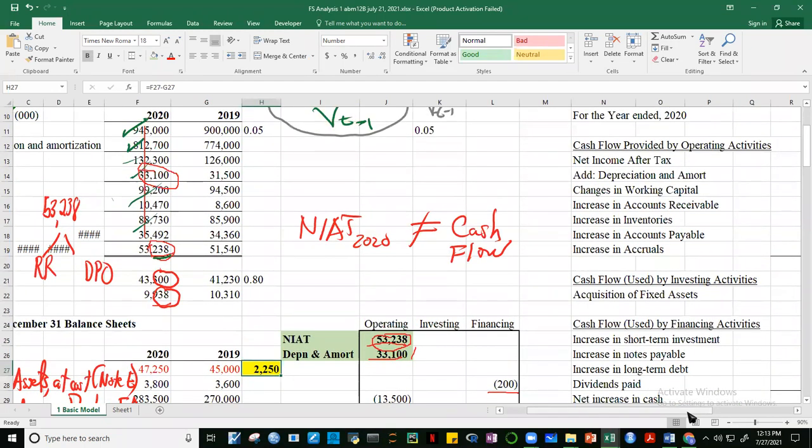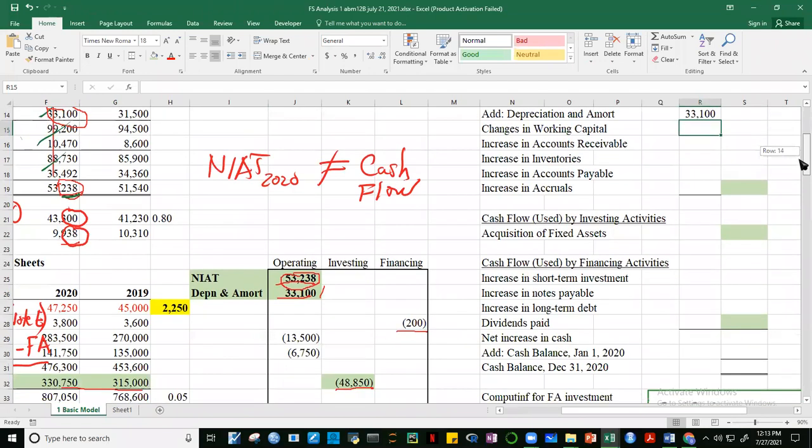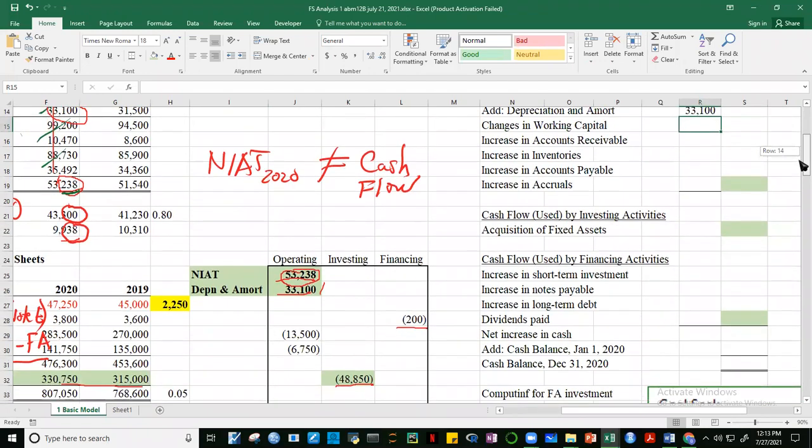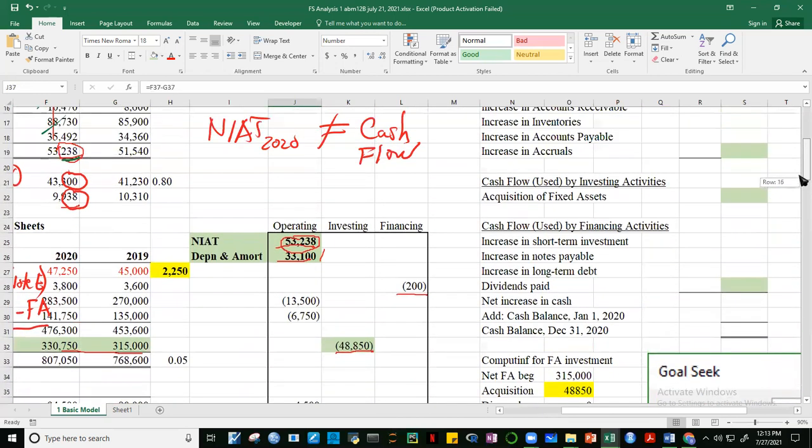Okay, so let's start. Net income after tax. So it will be equal to this one. So I'm just picking the values. And then net depreciation and amortization. Okay, add. Then we have changes in working capital. If you recall from your accounting, guys, ang working capital is current assets and current liabilities. So ito yung current assets and current liabilities natin. And operating dito. So this is your AR, accounts receivable. This is your inventory. This is your accounts payable. This is your accruals.